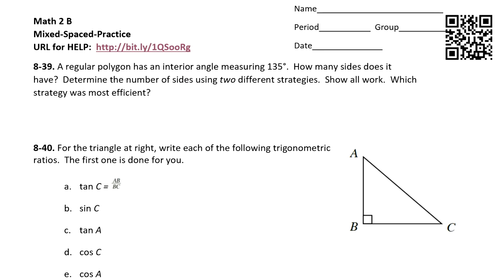The first one says a regular polygon has an interior angle of 135 degrees. How many sides does it have? Determine the number of sides using two different strategies. Show all of your work.